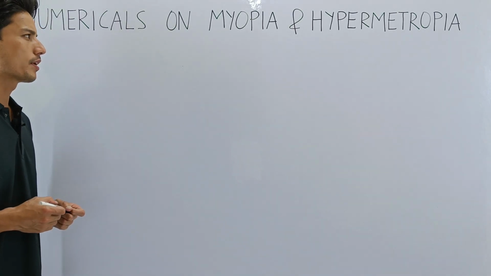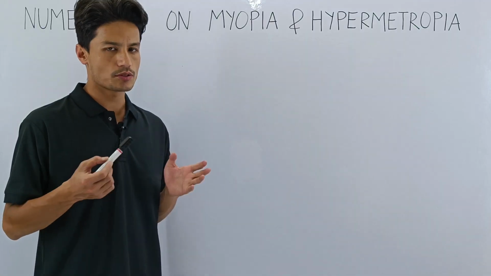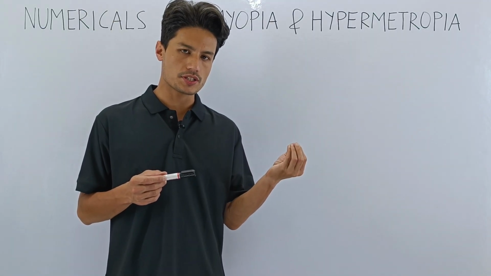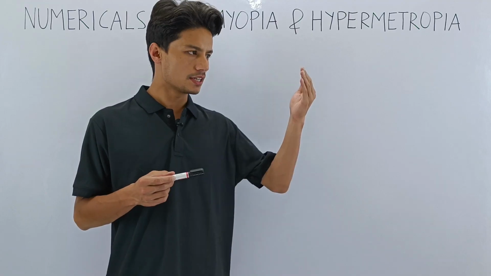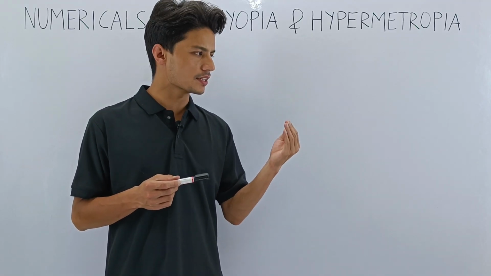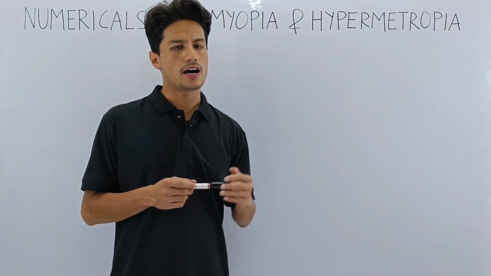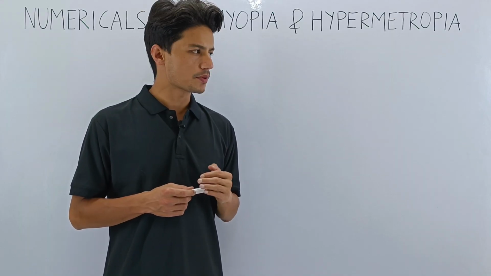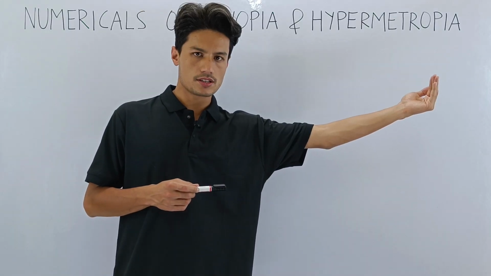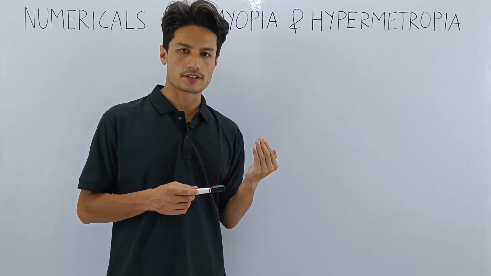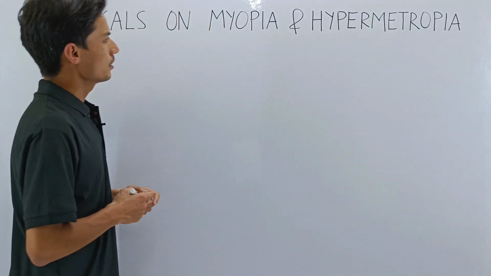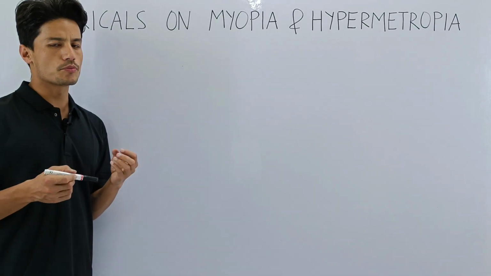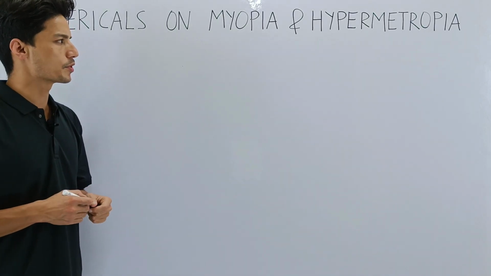Myopia and hypermetropia. Let's revisit what they are first. Myopia is short-sightedness, in which a person can see near but has difficulty seeing far. Hypermetropia, on the other hand, is long-sightedness, in which a person can see far but has problems seeing near. Now there are numericals on myopia and hypermetropia. So how do we solve them?